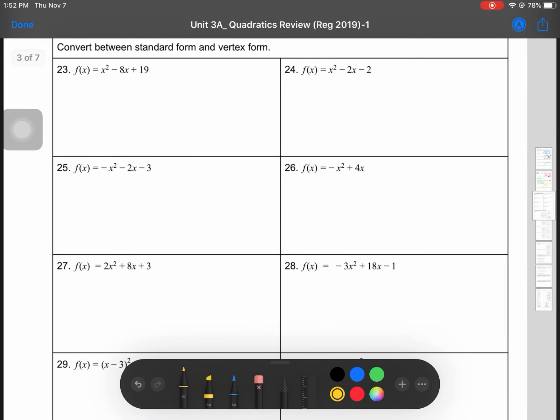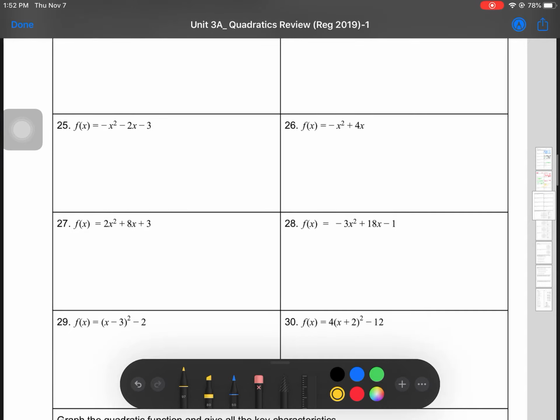Okay, this next section is converting back and forth between the 2 different forms. When we were converting from standard form into vertex form, remember that first we're going to separate our first 2 terms from the other one. So if I do 25, I'm going to separate negative x squared minus 2x from the negative 3, because when I complete the square, I really only pay attention to your ax squared and the bx term. Then if you have an a value, you need to factor it out. So here I'm going to pull out a negative from just the first 2 terms, not from this 3.